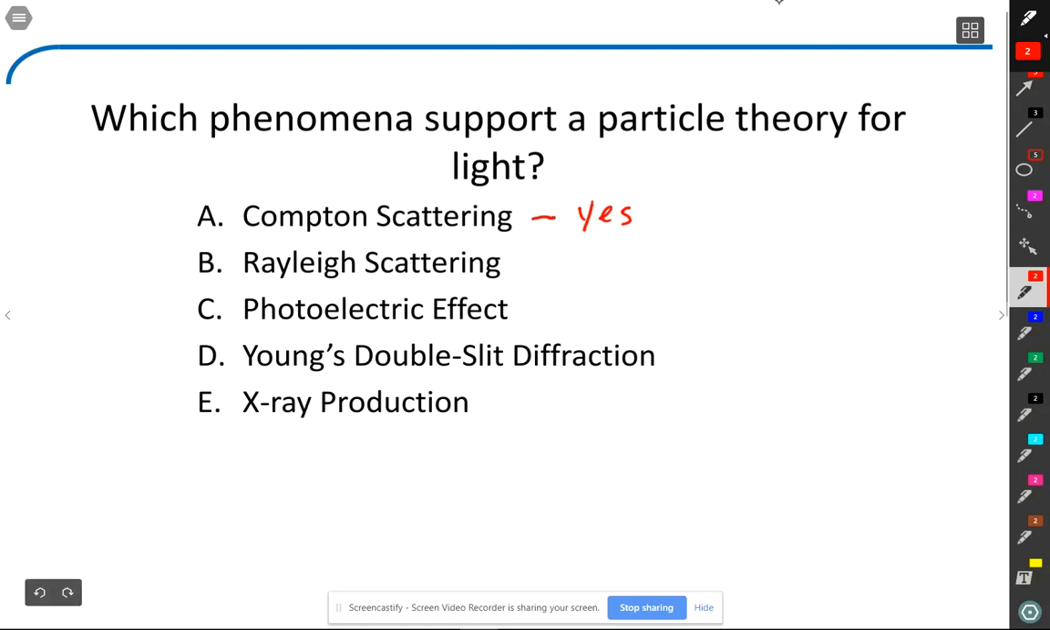So I'm just going to cross that one out because we didn't talk about it. I do believe the answer is no, but I actually have to look it up because we didn't talk about it. Photoelectric effect. Okay, I got a bunch of thumbs up on that. Young's double slit diffraction. Right. X-ray production. Excellent.